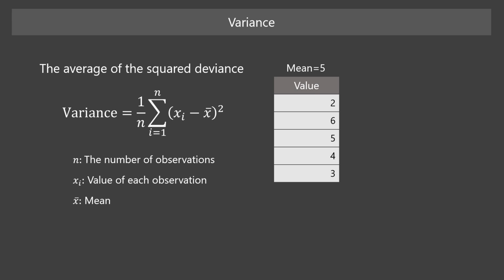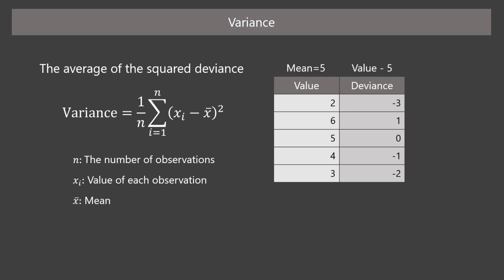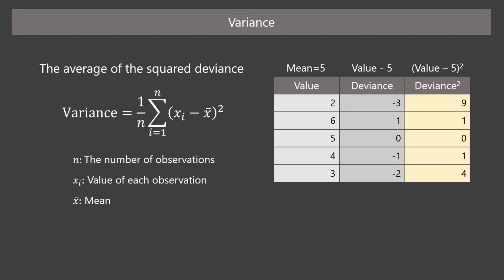Let's see an example. This dataset consists of 5 observations, and the mean is 5. So, we can obtain deviance for each observation by subtracting 5 from each observation's value. Then, we can obtain the square deviance. Now, using the formula, we can obtain the value of variance. It is 3.